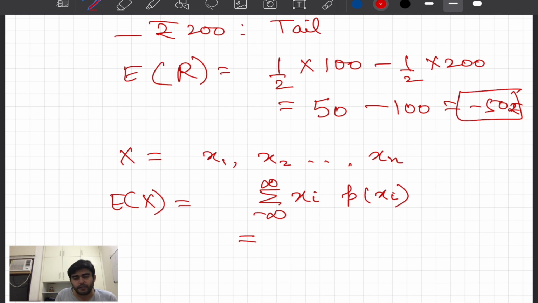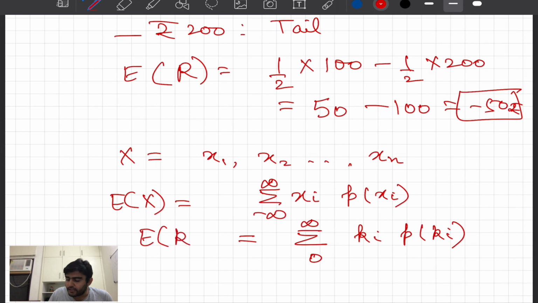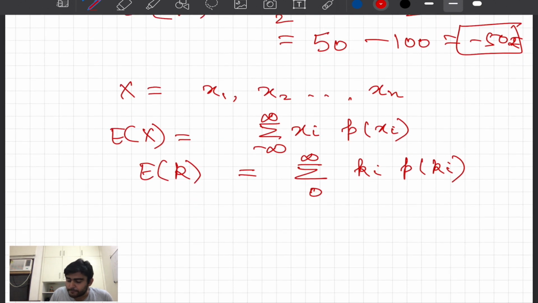Now in network science, we would often be dealing with degrees. Degrees cannot be negative, and hence we can say that it varies from 0 to infinity, the summation of ki times p(ki), and this would be the expected value of the degree of a node. On average, if you take any node from your network, the expected degree or the average degree of that network can be established as the sum from 0 to infinity of ki p(ki).